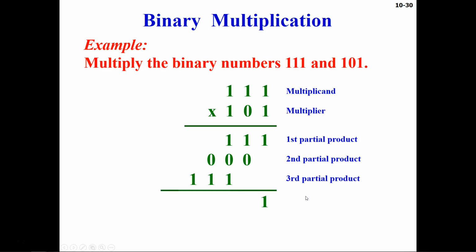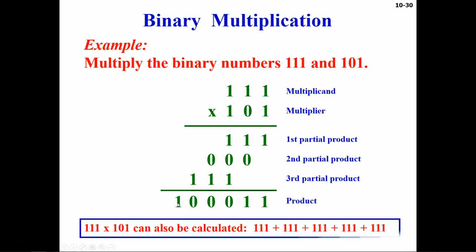When you add them up, you will have 1 here, and then 1 plus 0 is 1, and 1 plus 1 is 1 0. So 0 is going to be here, and 1 is the carry. Then 1 plus 1 is 0, and 1 carry here, so you will have 0 here, and then 1 carry here, you will get 1. So this is the product for these two binary numbers.